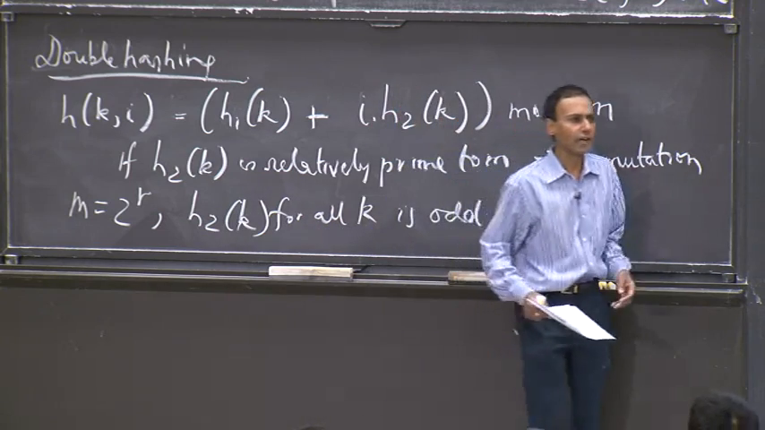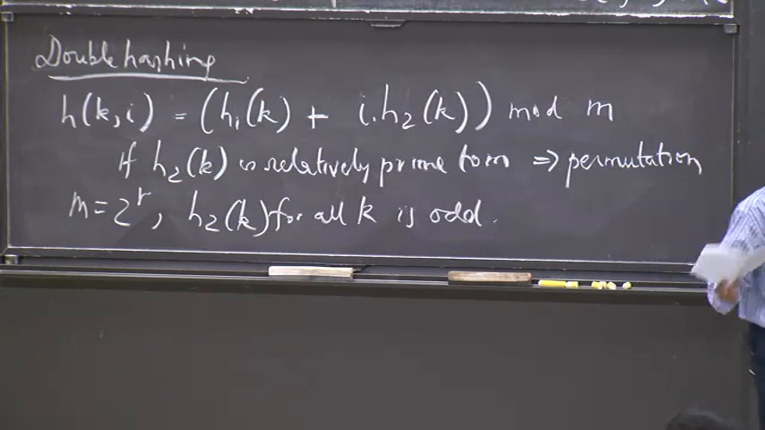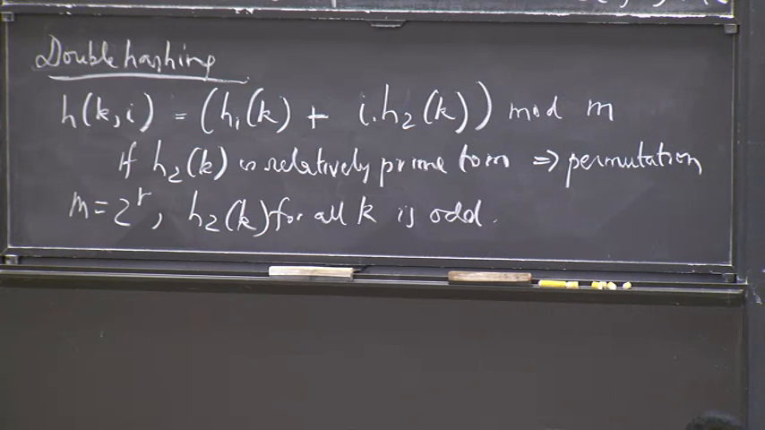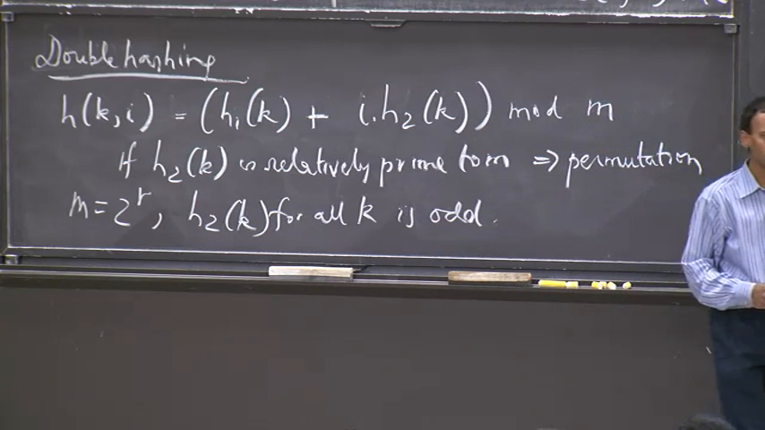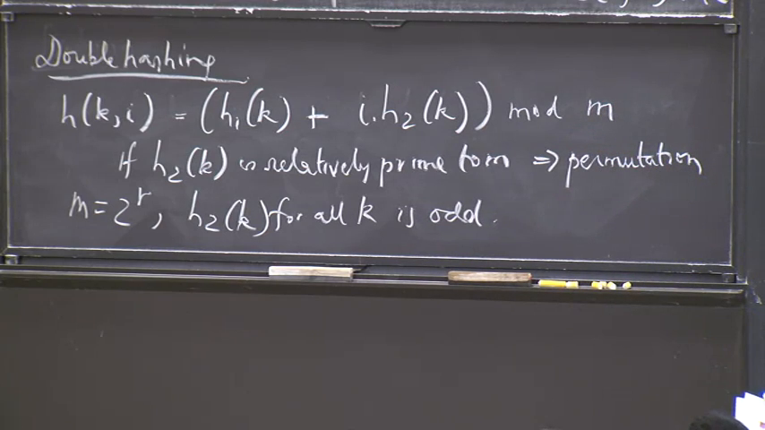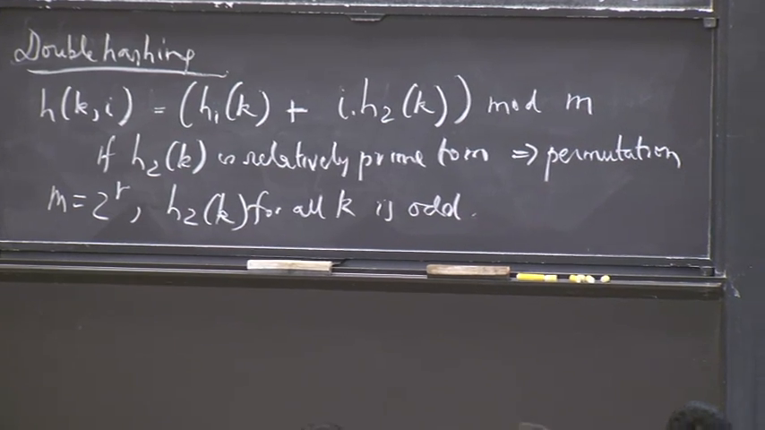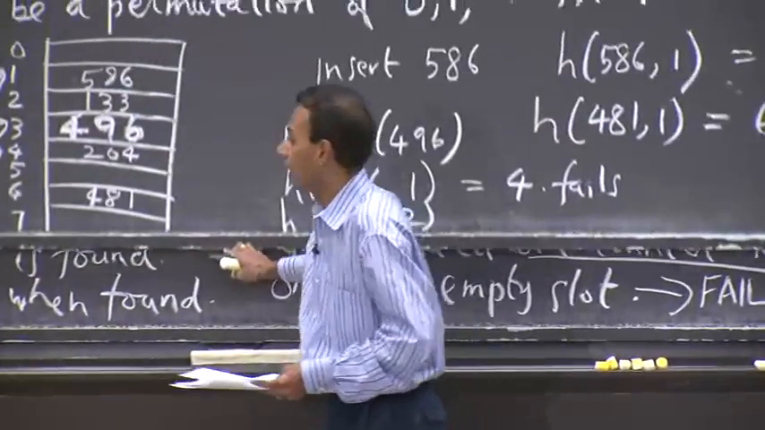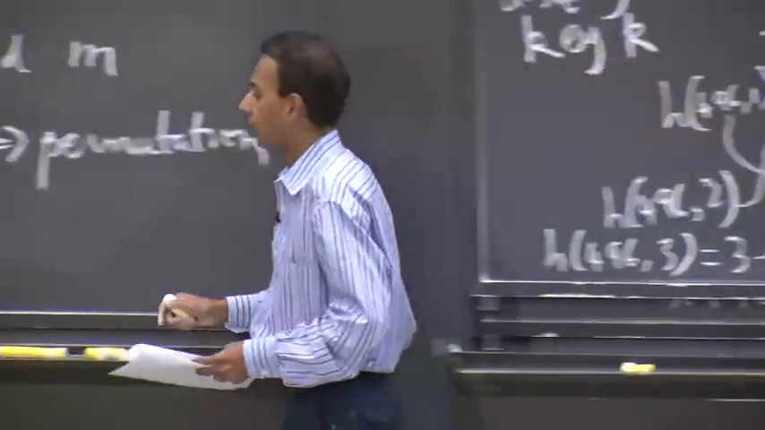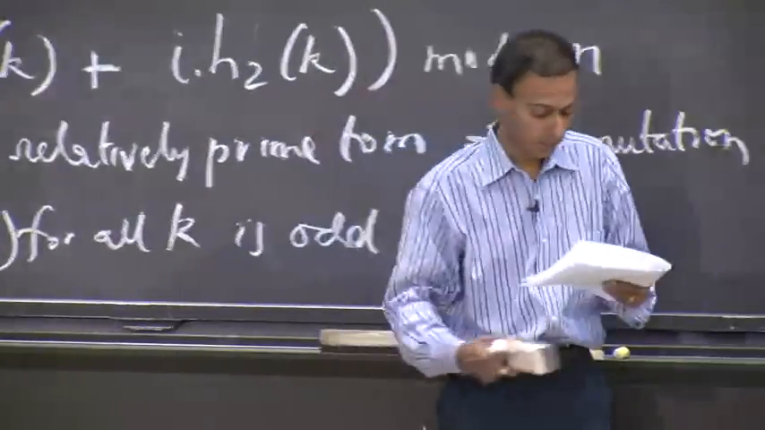You can even take a regular hash function and truncate it to make sure it's odd. You can do a bunch of things. There are hash functions that produce odd values, and you can use that. And so double hashing works fairly well in practice. It's a good way of getting open addressing to work.